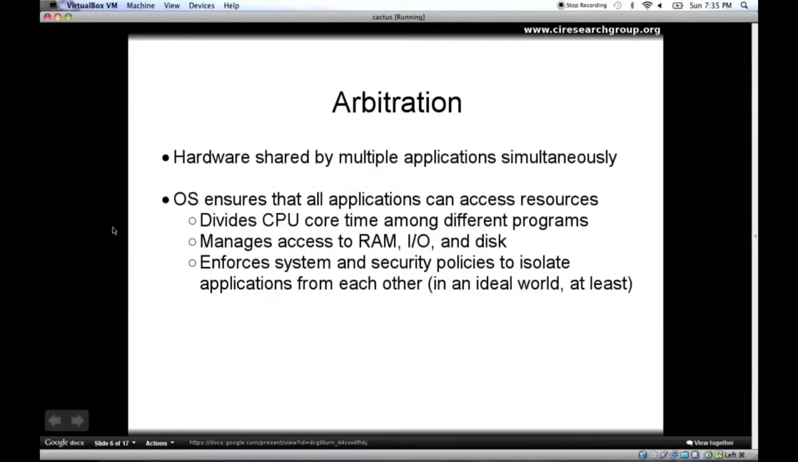Also, what if we could only run one program at a time on a computer system? Years and years ago, that was the case. However, a modern system is running multiple applications simultaneously, and it's up to the operating system to ensure that all these applications can access resources. So each CPU is divided among the different programs, each program gets access to memory, input-output, as well as disk, and in an ideal world, the operating system also enforces policies that isolate applications from each other, so that a crash in one application doesn't take down the entire system or other applications.